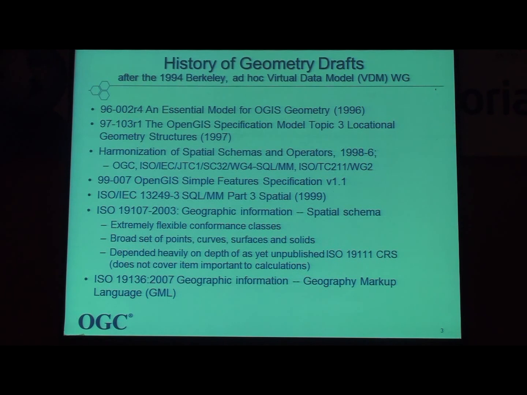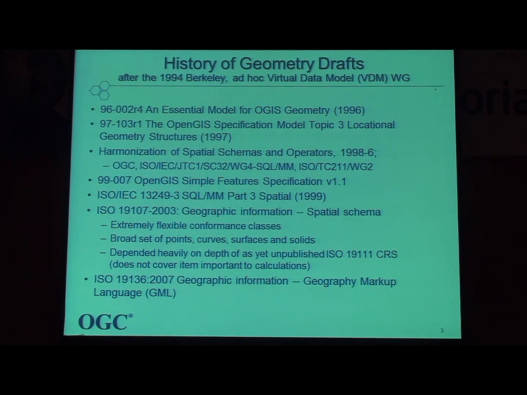That meeting in 1994 was actually referred to as the Virtual Data Model Working Group, which later became the Virtual Data Model Working Group in OGC when they had their first meeting in July of that year. And it wrote what was then called the essential model for OGC geometry. That's in 1996, the first draft of what we're going to be talking about here today, which is the geometry model, which now resides in 19107.